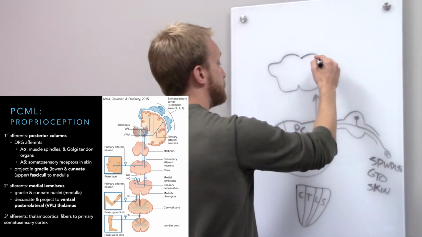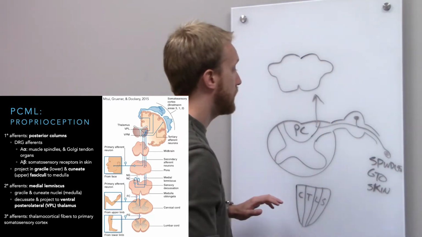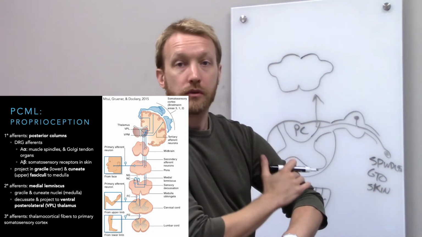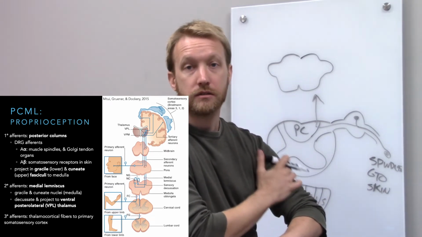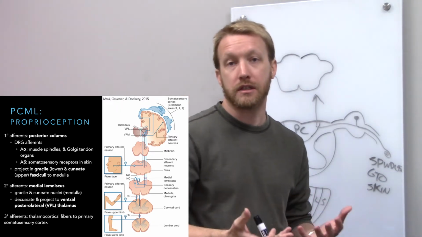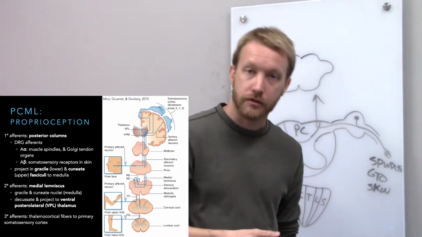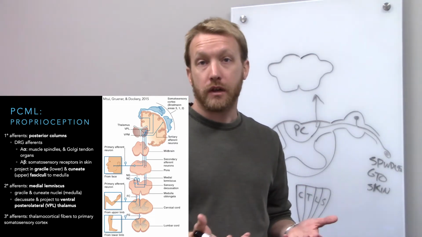So these project up. Depending on where this came from, if it came from the upper limb, it's going to synapse in the cuneate nucleus there. If it came from the lower limbs, gracile. You can remember this, gracile, ground. Your lower limbs are on the ground. So that'll determine where they synapse.